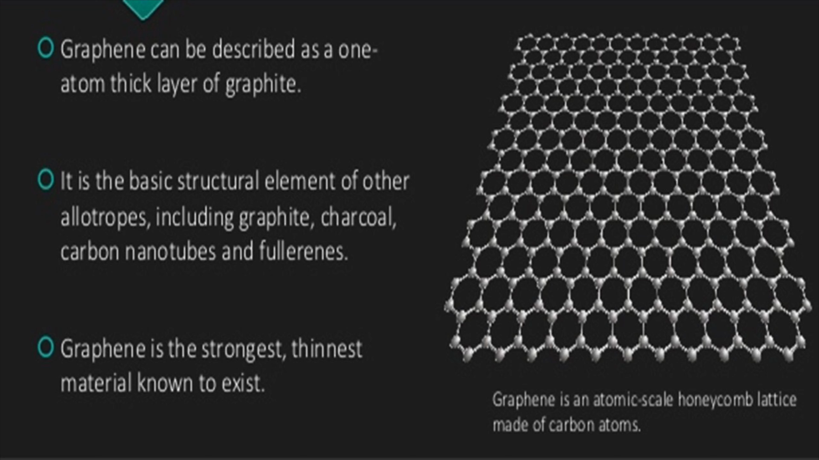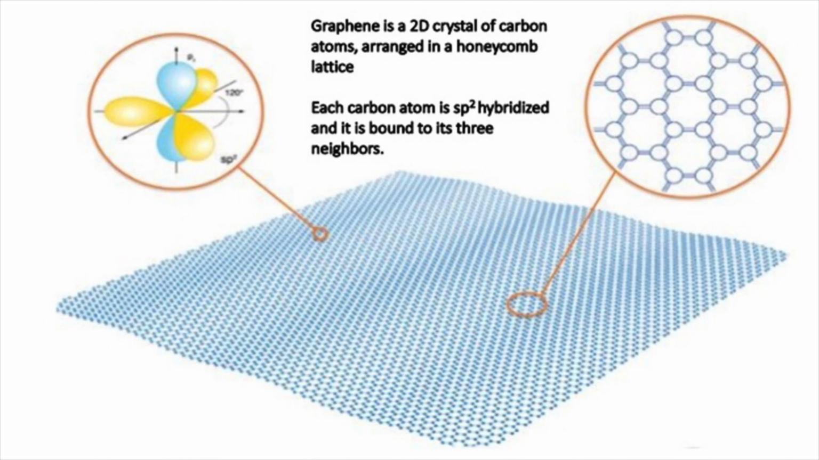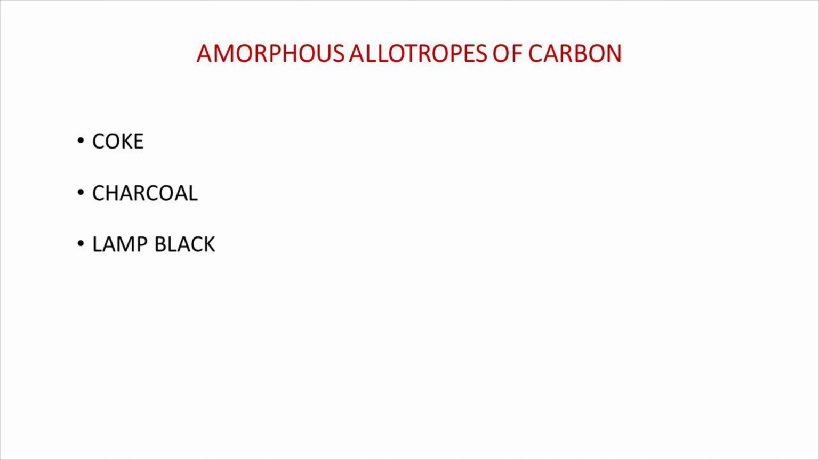Graphene is an atomic scale honeycomb lattice made of carbon atoms. Graphene is a two-dimensional crystal of carbon atoms arranged in a honeycomb lattice. Each carbon atom is sp2 hybridized and is bound to its 3 neighbors. Next, we can discuss amorphous allotropes of carbon. These include coke, charcoal, and lamp black.